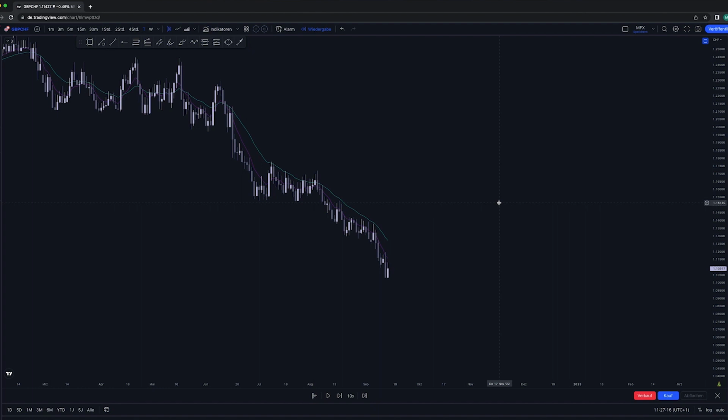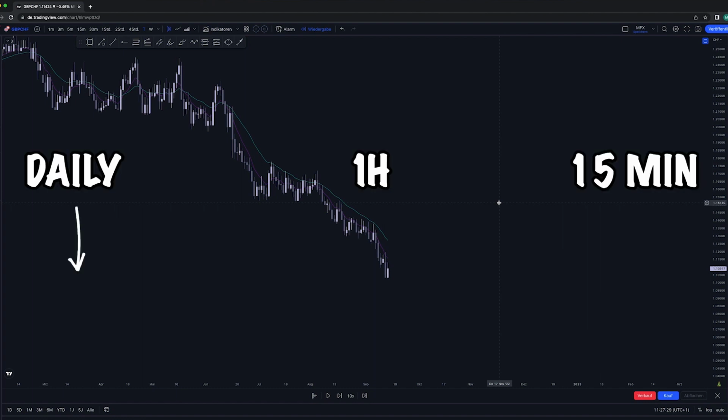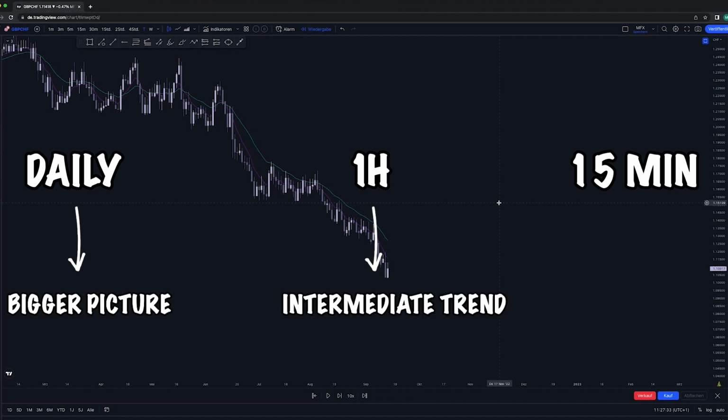So let's jump straight into the deep end right here, and we are on the GBP CHF daily time frame. And guys, I want you to look out for 3 time frames: daily, 1 hour, 15 minute. Why? Daily is bigger picture, 1 hour is intermediate trend, 15 minute is execution time frame.